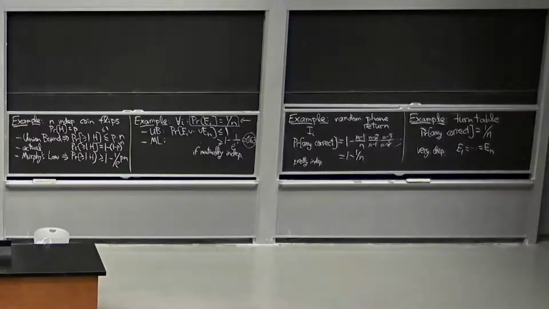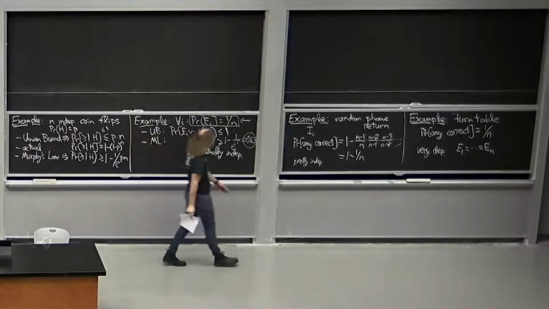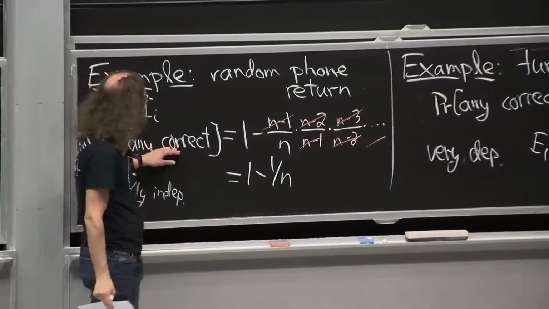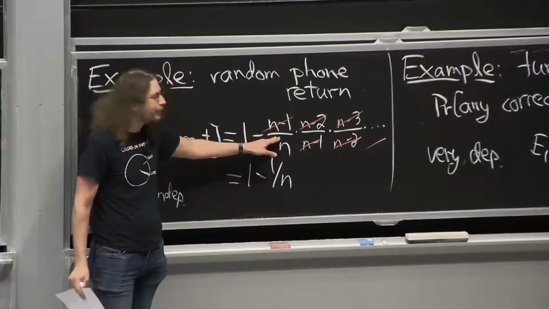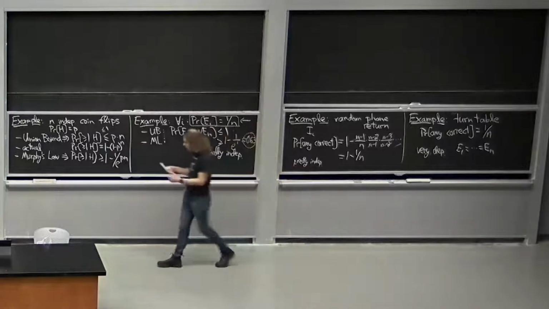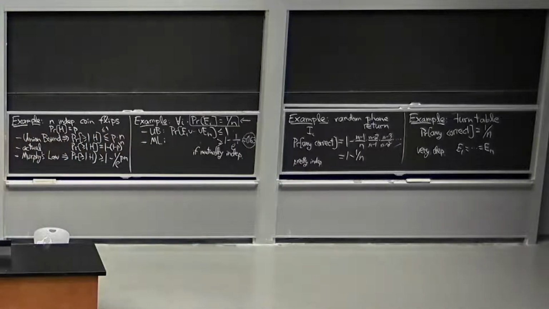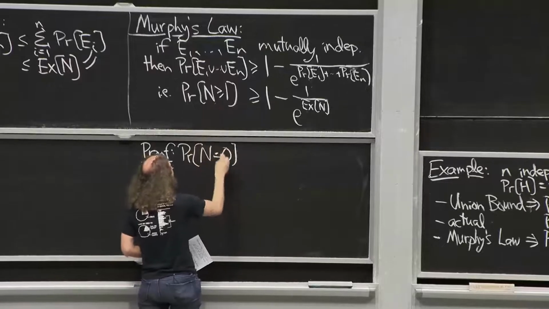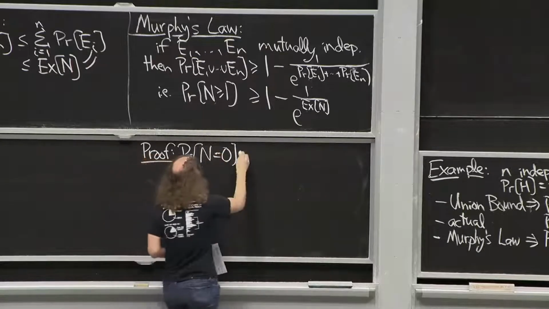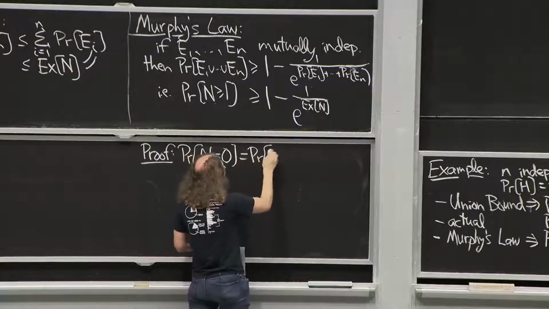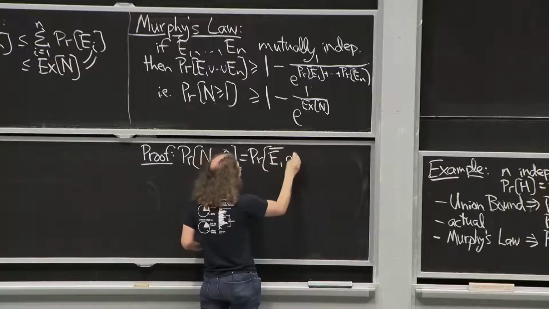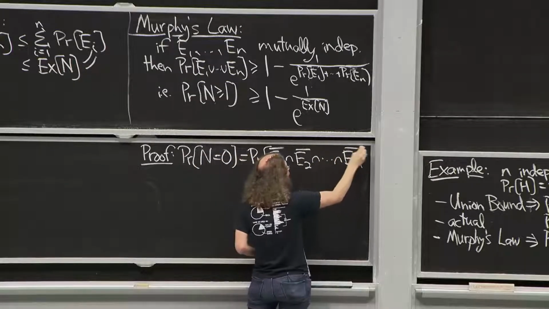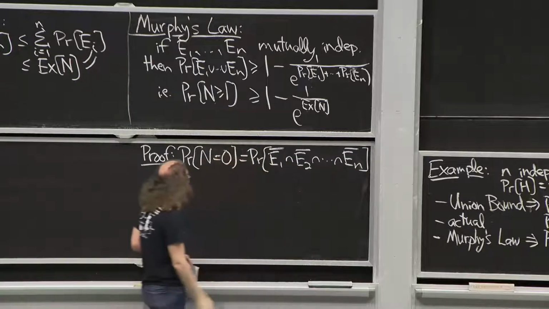So just like in this last example, instead of computing the probability that at least one thing happens, let's compute the probability that 0 of the events happen, and then do 1 minus it. Okay, so I'm going to compute the probability. The complement of this event is that n equals 0, so no events occur. In other words, the probability that E1 does not occur, and E2 does not occur, and En does not occur.